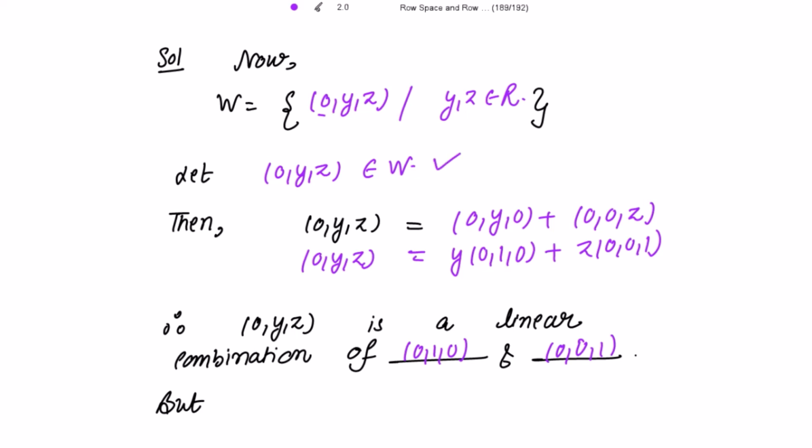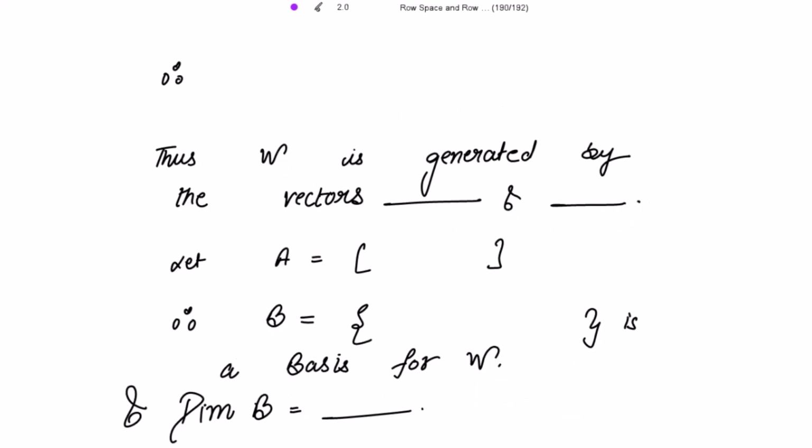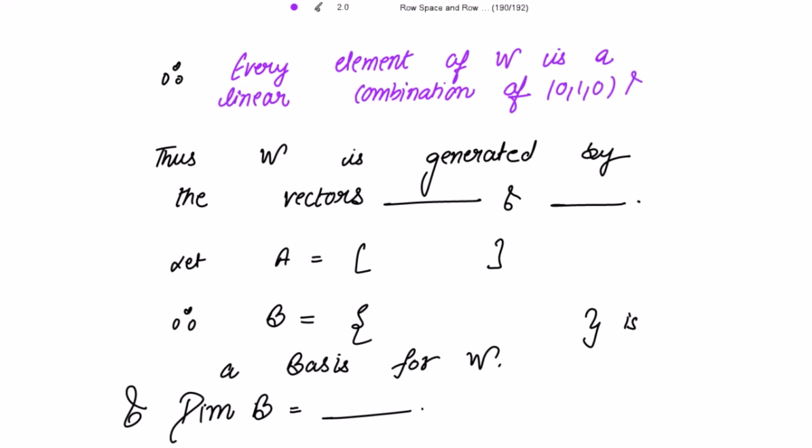But this (0, y, z) is an arbitrary element of W, right? So because (0, y, z) is arbitrary, that means every element of W is a linear combination of these two vectors. So therefore, every element of W is a linear combination of (0, 1, 0) and (0, 0, 1). Thus, W is generated by the vectors (0, 1, 0) and (0, 0, 1).